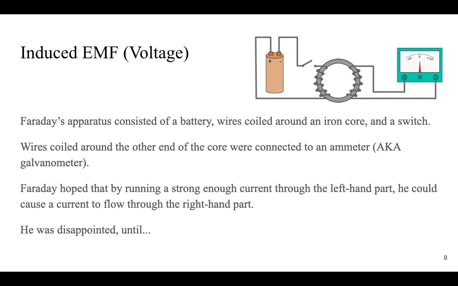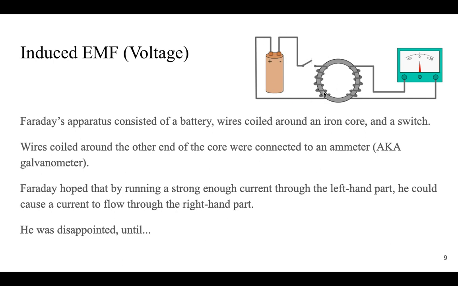So back to Faraday. Faraday's apparatus consisted of a battery, wires coiled around an iron core, and a switch. So that's the left side of this drawing here. We have a battery, wire coming out, goes around here, loops around this core. This is going to make an electromagnet once this switch is closed, because then we'll have current flowing through.